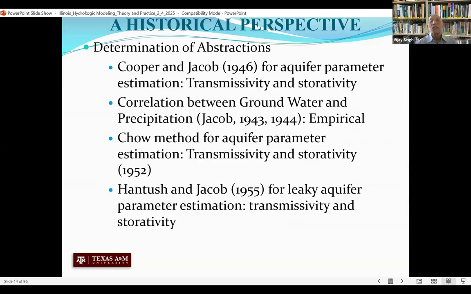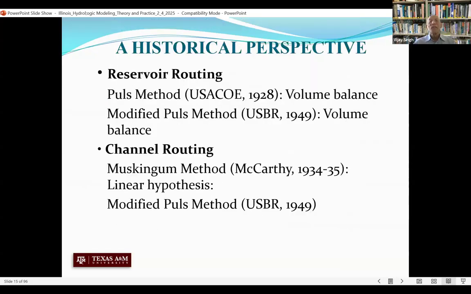And Chow also in 1952 developed a method for estimating transmissivity and storativity. It was a graphical method, but it is popularly used, and it's called the Chow method. And for leaky aquifers, Hantush and C. Jacob essentially developed a parameter estimation method, the same parameters, but for leaky aquifers.